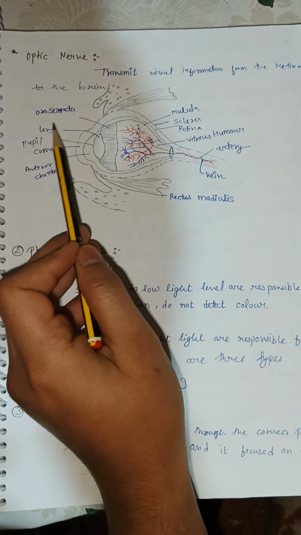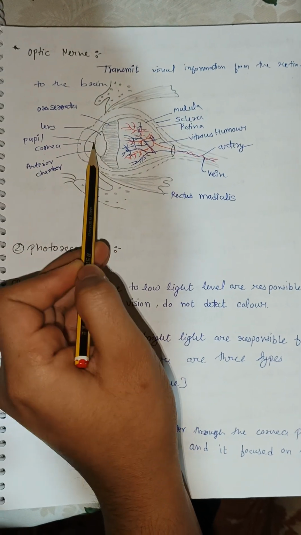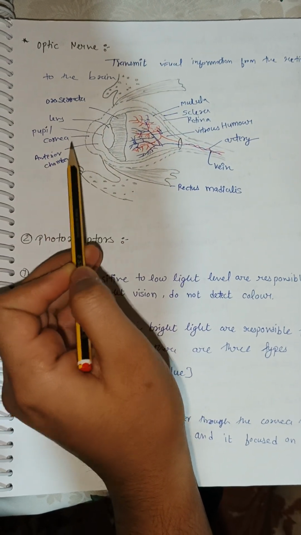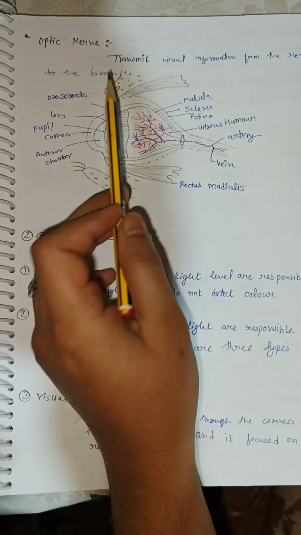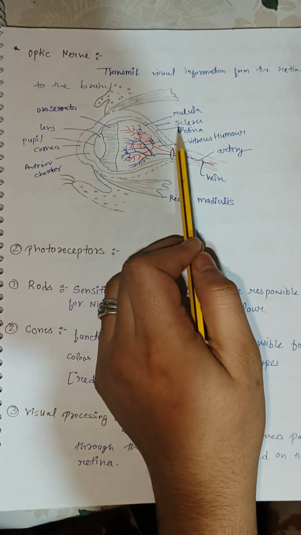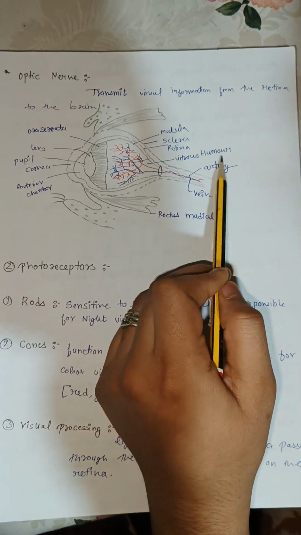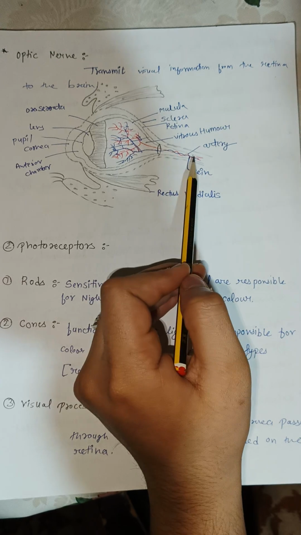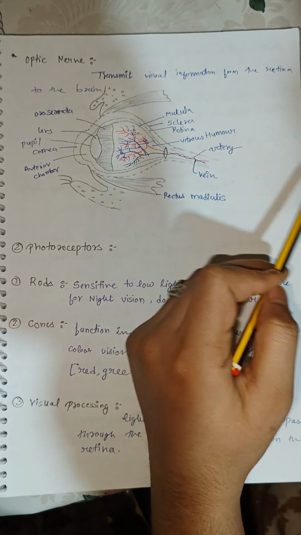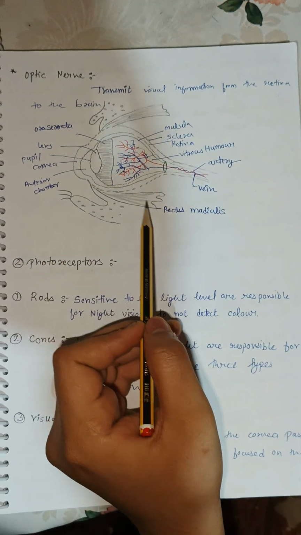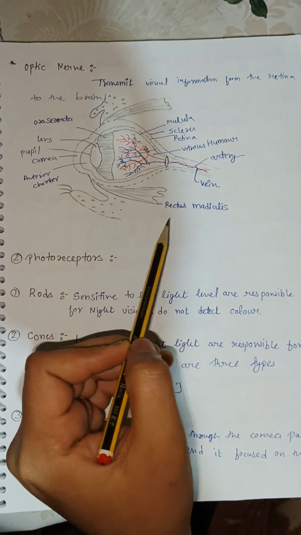Here is the structure of the eye. Here we can see the lens, pupil, cornea, anterior chamber, macula, sclera, and retina. Here we have the vitreous humor, and the artery and veins at the back connect to the optic nerve, which goes to the brain, where the image is formed.